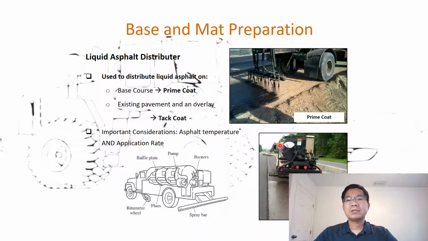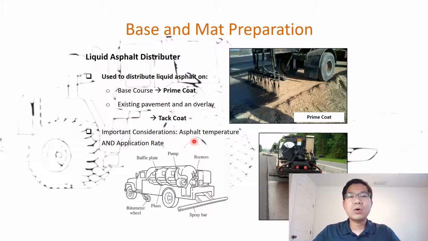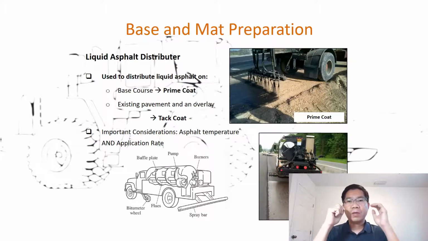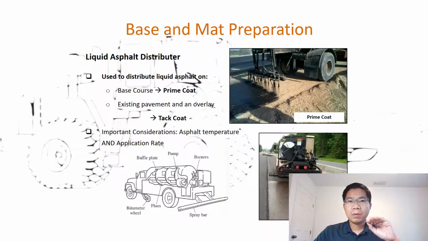And then sometimes we already have the existing pavement, so there is already asphalt here. We want to overlay another, maybe thinner, surface of asphalt, then we call it tack coat, and that is in the bottom figure. So as you can see, it depends on where the asphalt is to be applied. We call it a prime coat if the coat is applied on the base course directly. If the liquid asphalt is distributed on the old existing asphalt, then we call that a tack coat.